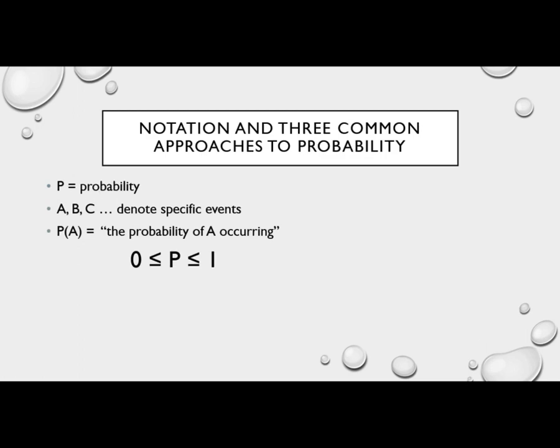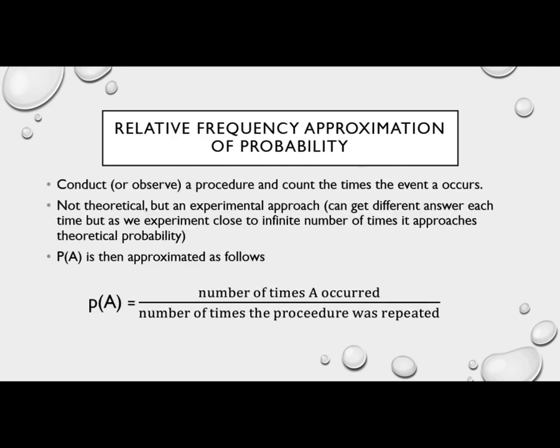All right, notation and 3 common approaches to probability. P is the probability, A, B, C is the event, and the probability of A occurring is the way that we write that, so P parentheses A. And then probability is between 0 and 1 inclusive, right? So it can be 0, it can be 1, it can be anywhere in between.